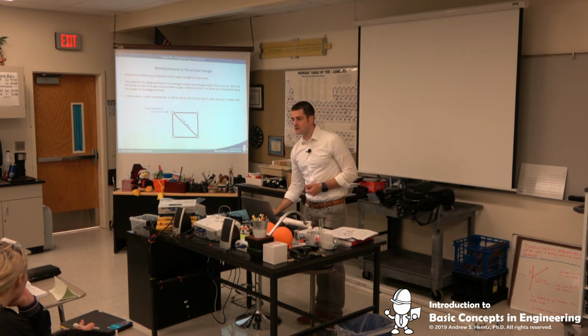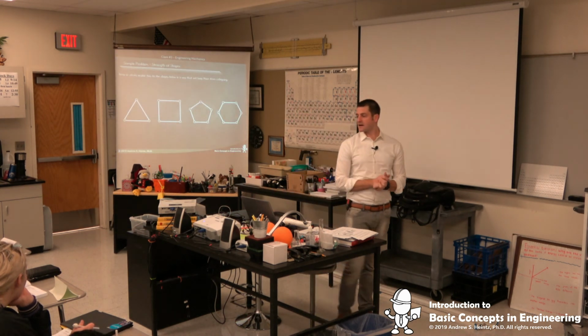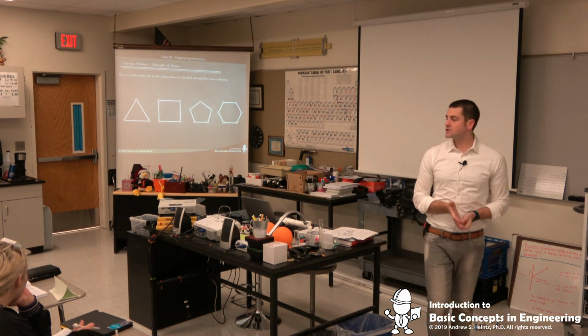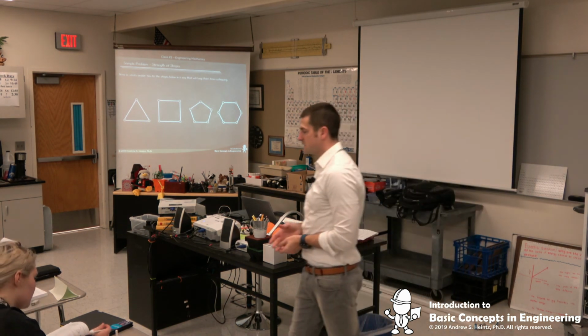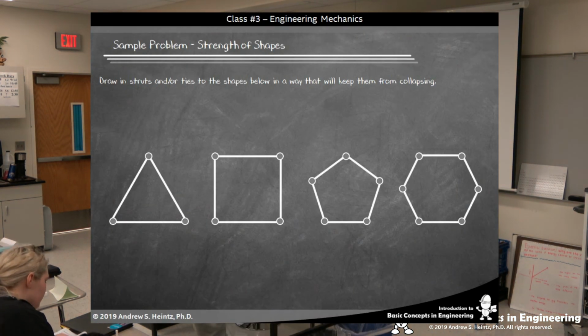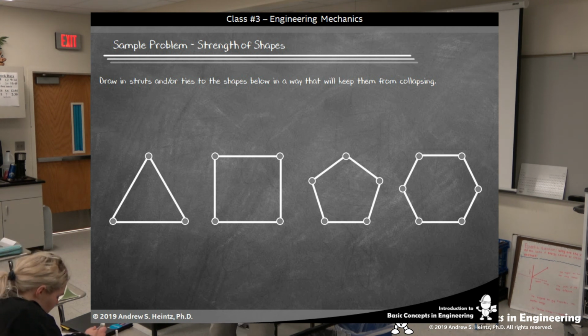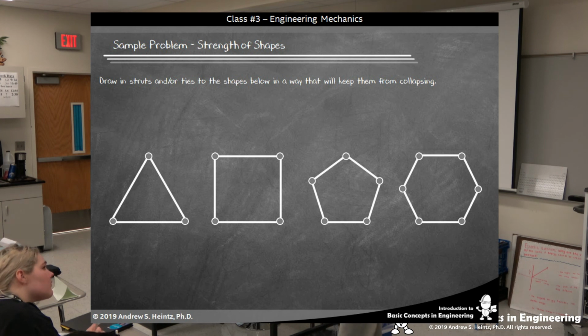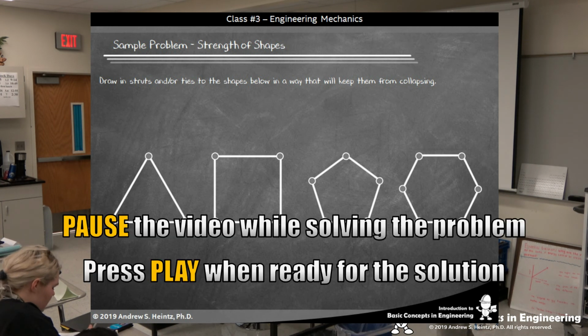All right, so now if you could go to, yep, Lynn's already ahead of me, I believe it's page 13. What we have here are several shapes, and what I'd like you to do is draw in struts and/or ties. Again, I don't really care about the vocabulary. Maybe your engineering professor will later. But I'd like you to draw in struts and/or ties, which means what? Straight lines, a single supporting member in each of these shapes below, in a way that will keep them from collapsing. Okay, so this shouldn't take long. I'll give you a minute.